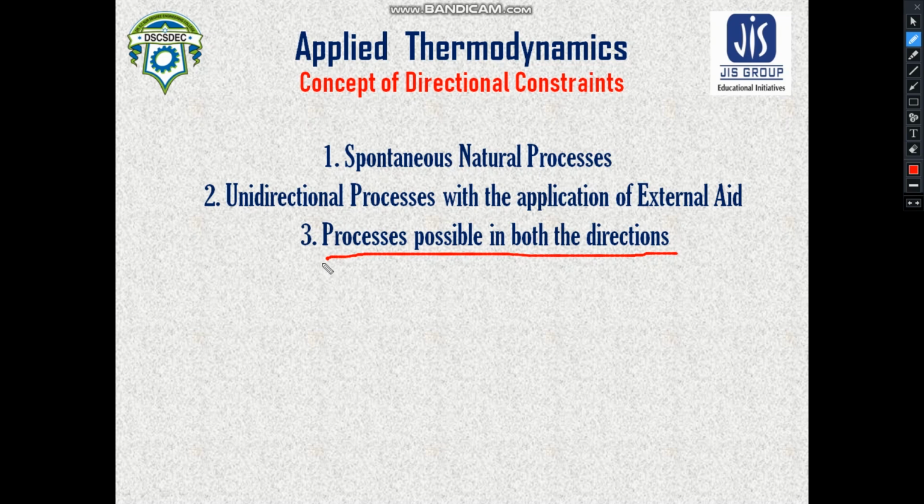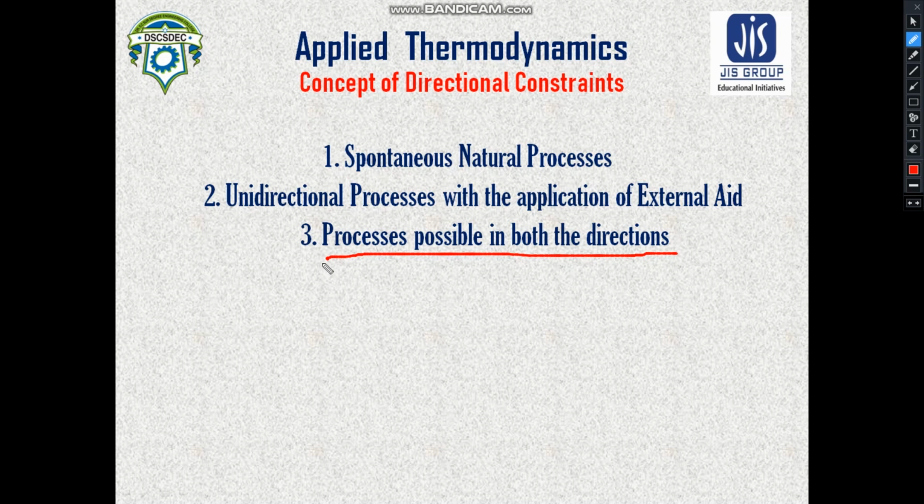Similarly, if we discuss the processes which are possible in both the directions, we must say that heat engines and heat pumps are those devices which help us to understand the concepts of processes occurring in both the directions. What does a heat engine do? A heat engine delivers work. And how does it deliver work?